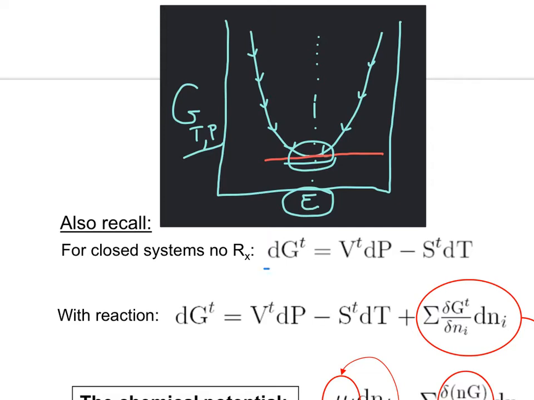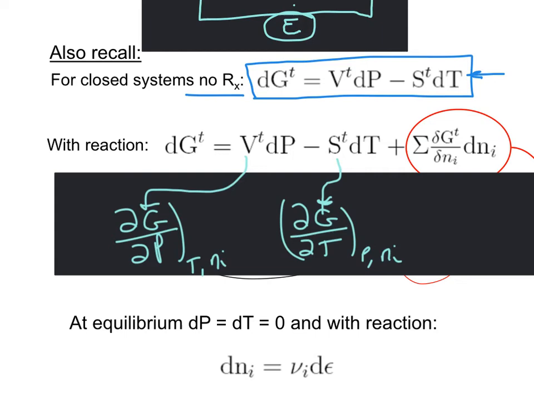The change in Gibbs free energy, according to our fundamental equation for closed systems with no chemical reaction, is given by this fundamental equation that we derived in previous lecture slides. However, if there is a chemical reaction, we need to add another partial derivative in order to calculate the total change in the Gibbs free energy. And that is how the Gibbs free energy of the mixture will change if the pressure and the temperature stay constant, summed over all the components whose number of moles change due to that chemical reaction.